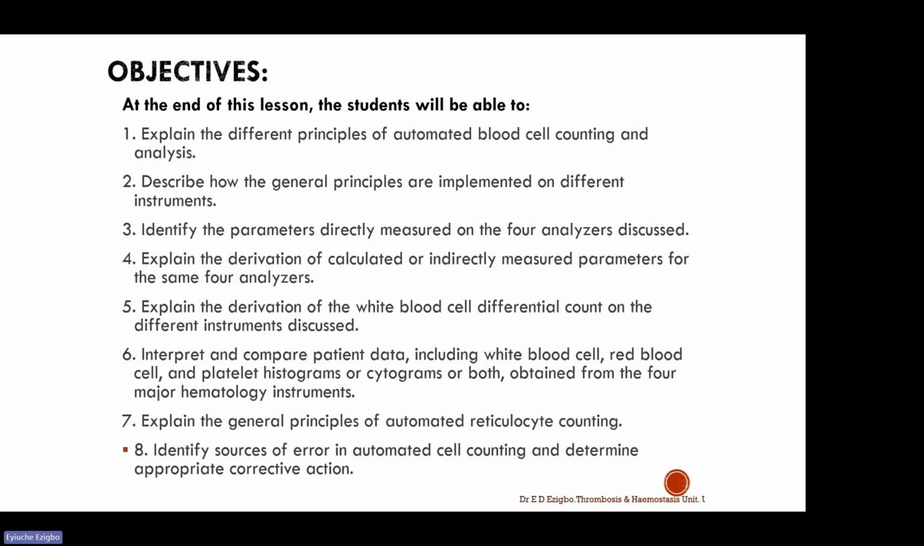Interpret and compare patient data, including white blood cell, red blood cell, and platelet histogram or cytogram or both, obtained from the 4 major hematology instruments. Explain the general principles of automated reticulocyte counting. Identify sources of error in automated cell counting and determine appropriate corrective action. So these are some of the objectives.